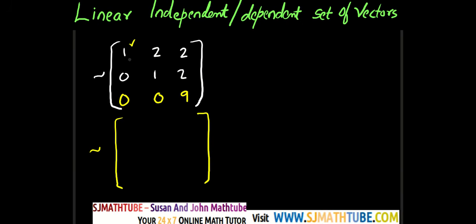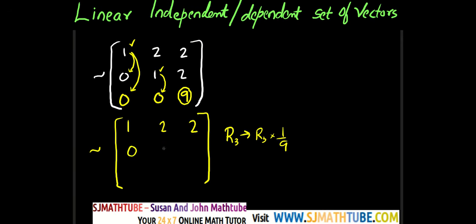So we have 1, all the members beneath that 1 are zeros. Now the second row, the first non-zero element is 1, all the elements beneath are 0. The third row, the first non-zero element is 9. So I'm going to write R3 changes to R3 into 1 by 9. If you want, you can skip this step, but it is better that you do this step because you'll get the proper echelon form. Okay, that's it.